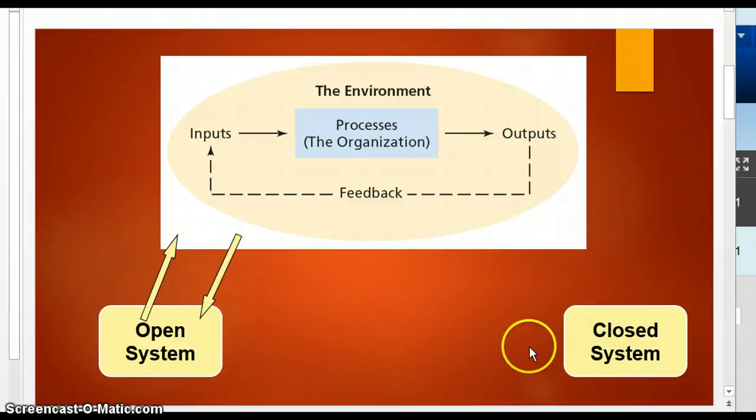So organizations can be either one of these, and it can be either one of these in relative degrees. A system can be mainly open but still have certain things restricted, or a system could be basically restricted but able to absorb some information. So we're going to look at that in degrees.